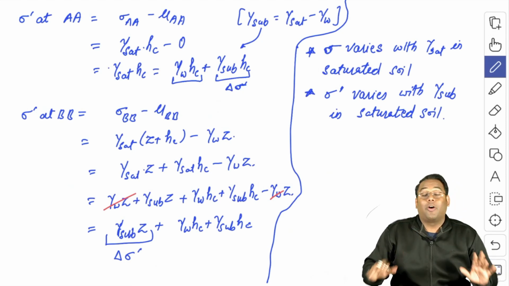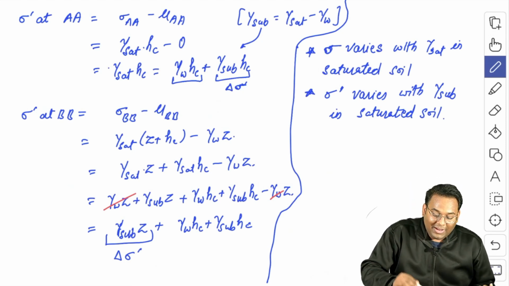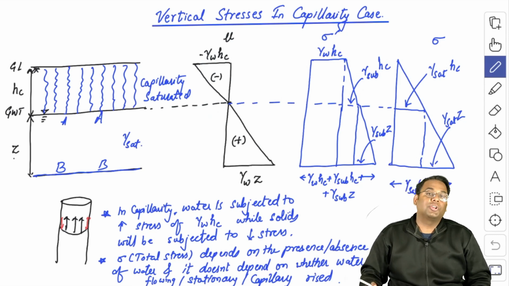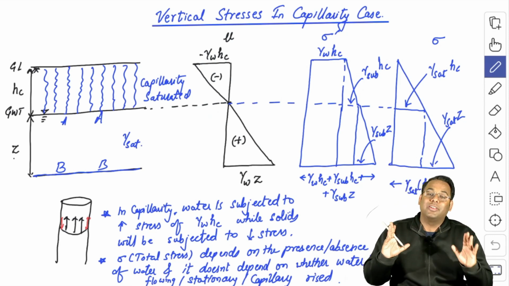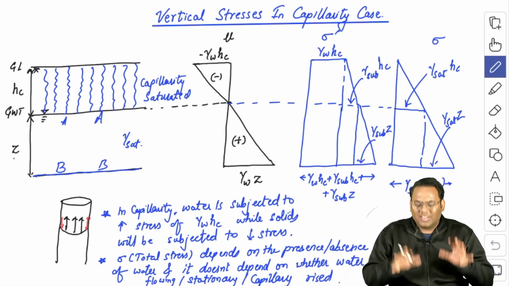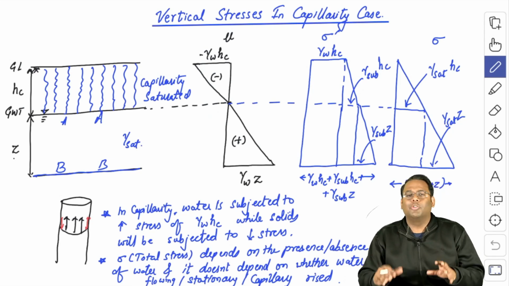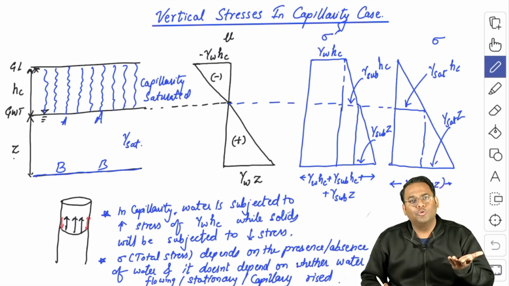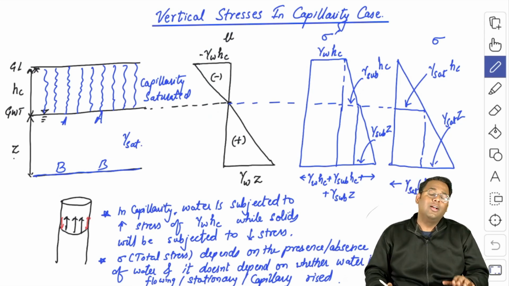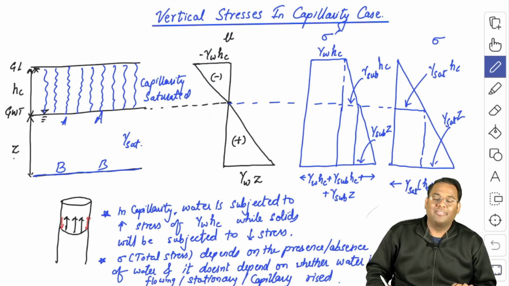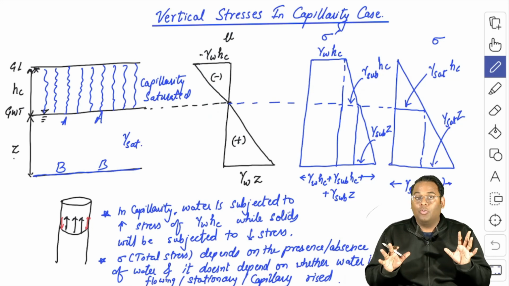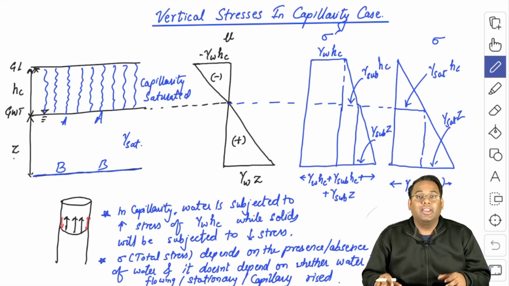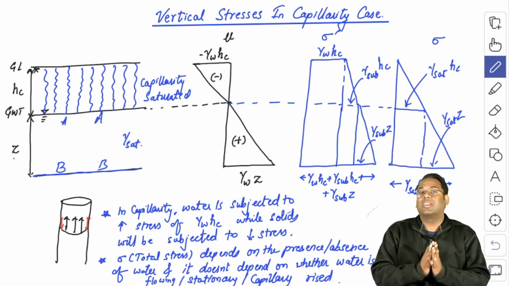So that is our observation, and this is the variation of your effective stress, total stress, and pore water pressure in the capillarity zone. Obviously, we are going to solve some numericals also on the basis of this concept, so that will boost your confidence and understanding of the concept even more than this. But for now, for this lecture, I am ending this lecture here only, and we will meet again in our next lecture with some more concepts.